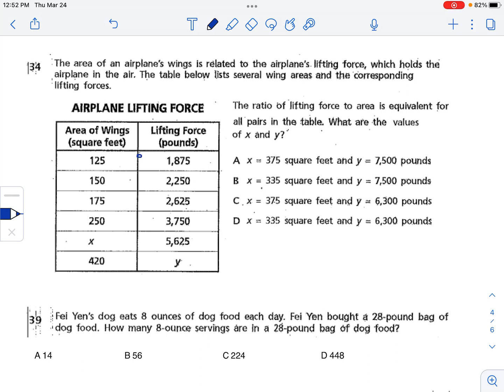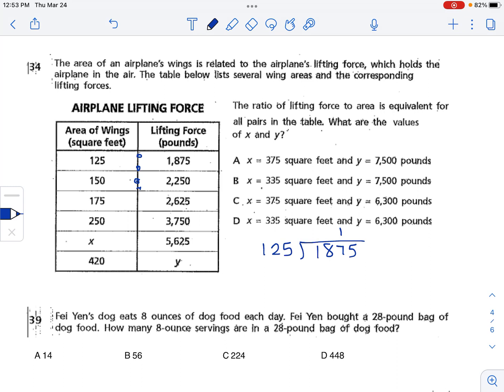Okay, so this ratio is equivalent all the way through. So that means we're multiplying 125 by the same number to make 1,875, or we're dividing 2,250 by that same number to make 150. So let's see, what are we multiplying by? I'm going to do the division. 1,875 divided by 125. It's going to tell us what to multiply or divide by.